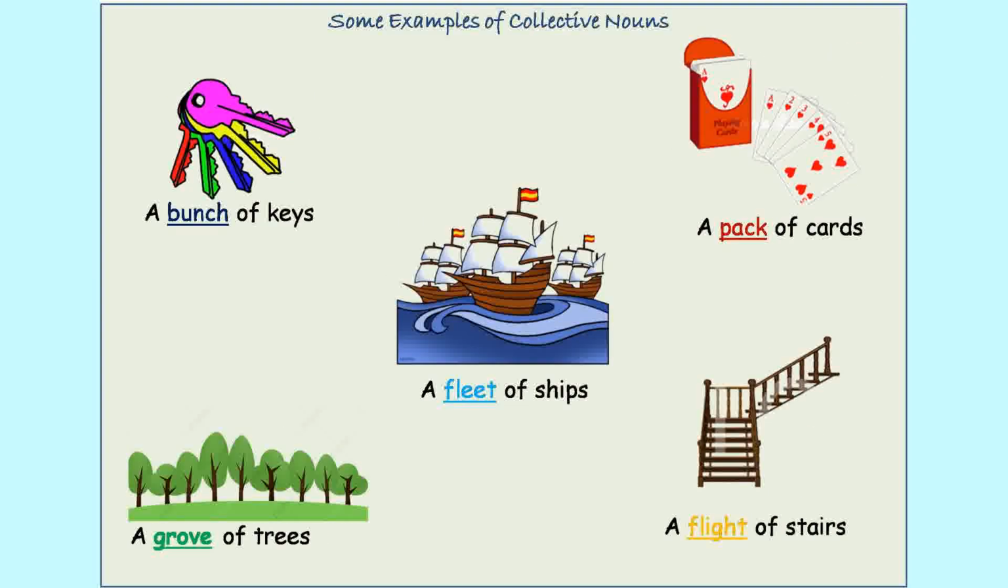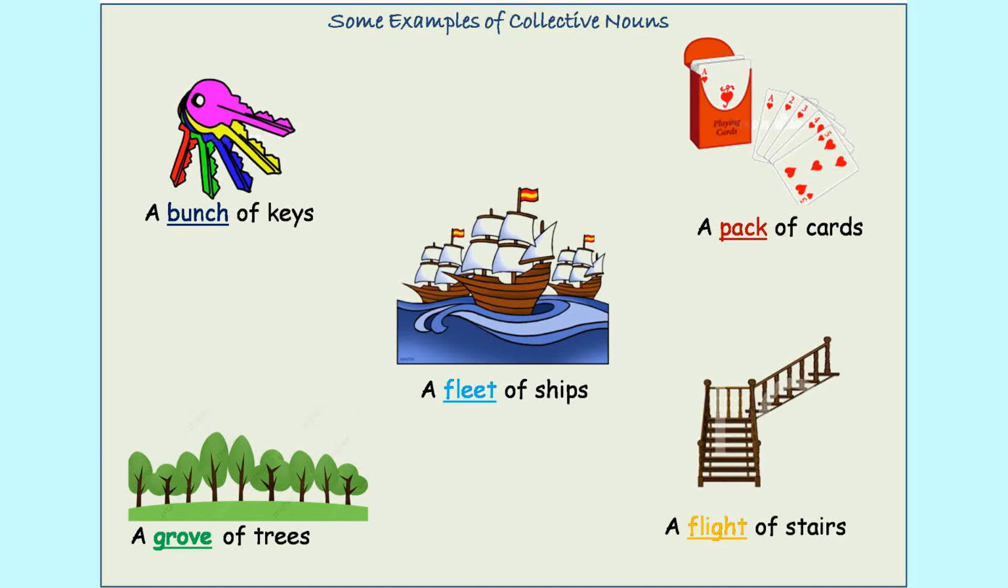Again, in this picture we see some more examples of collective nouns. These are collective nouns for things. The first picture shows some keys. So a group of keys is called a bunch of keys.